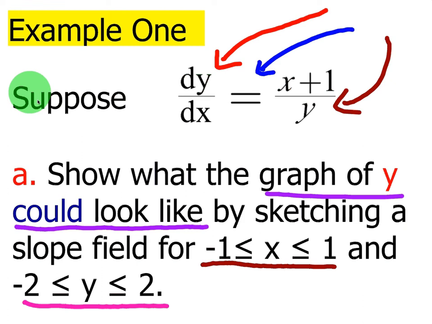Okay, so for example 1, we have the following equation. dy dx equals x plus 1 over y. So how do you know when it's a differential equation? Well, you're going to have a derivative. So it could be dy dx, it could be y prime. They mean the same thing. And you have an equal sign. Anytime you have that, that is technically a differential equation.